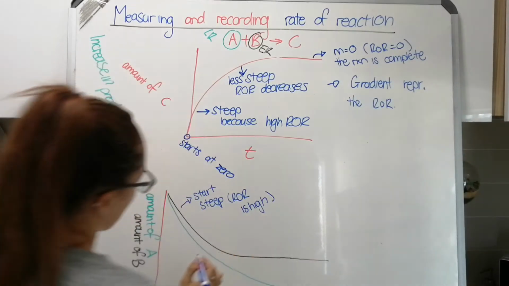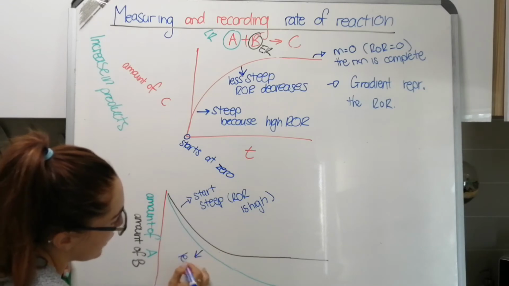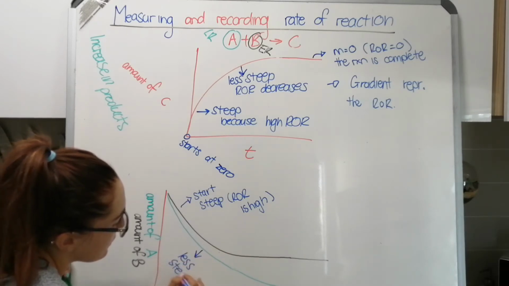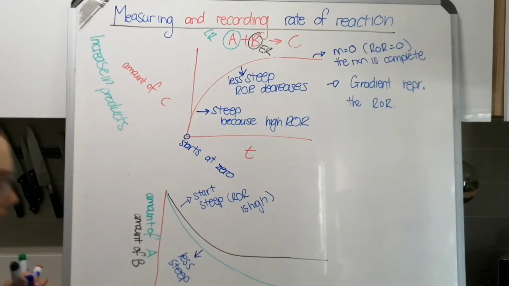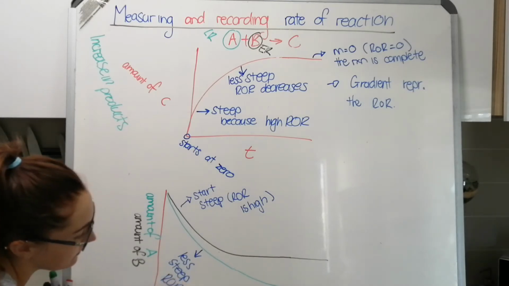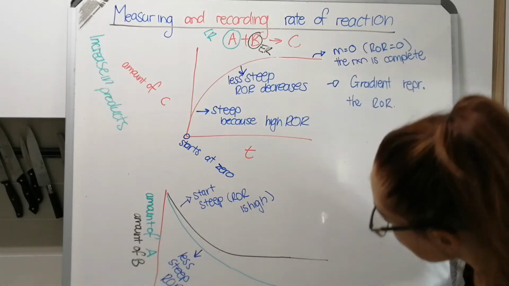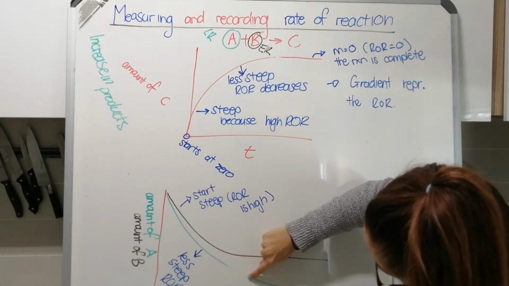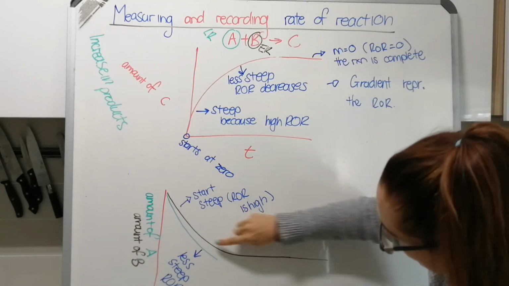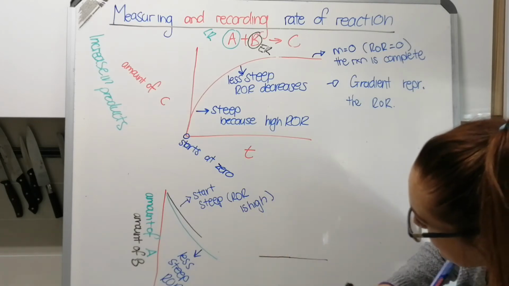Okay, then it's going to become slightly less steep as the reaction progresses, because the rate of reaction decreases. And then we're going to reach a point, we should make these more the same, should flatten out at roughly the same place.